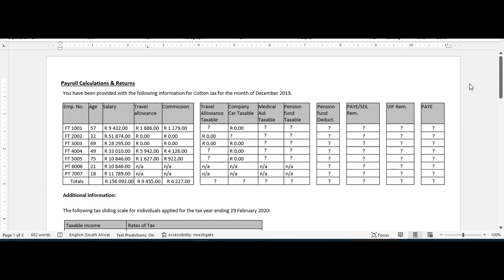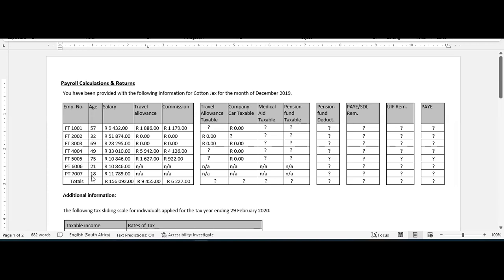First, let us look at what you got. It says you have been provided with the following information for Cotton Jacks for the month of December. Basically, the only thing they give you is the employee number. In this case, this company doesn't want the clerk to know who's getting paid what. So they give it numbers, but he will be able to guess, I guess, if he knows how old the people are. And then they give the age.